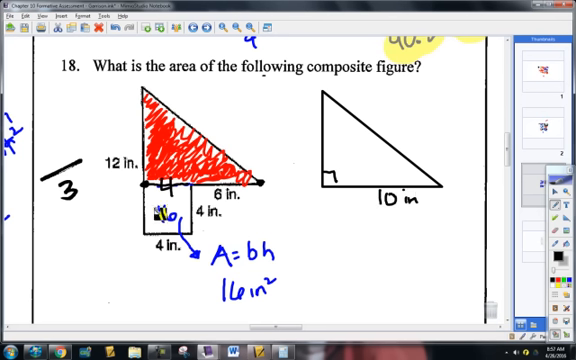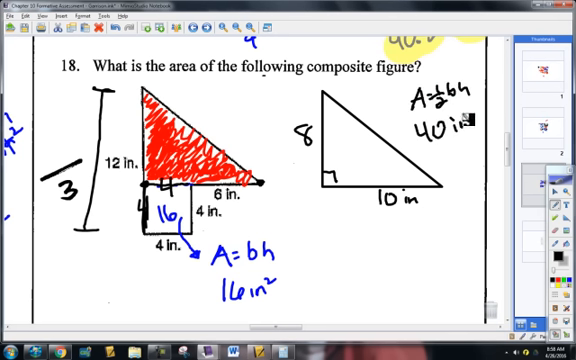Now I've got to figure out my height. What do a lot of people think the height of this triangle was? 12. Again, can't be, because that's the whole distance. But I know that this is 4 right here, from there to there. So what's left over? 8. So we've got to write our new formula: 1/2 base times height. That's going to give us 40 inches squared. I'm going to add those together and I'm going to get 56 inches squared.